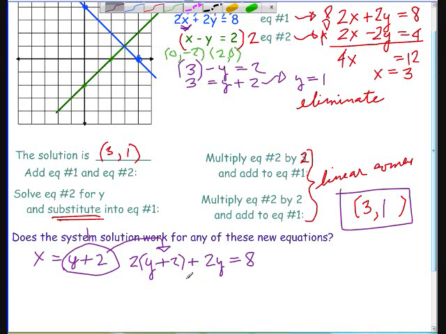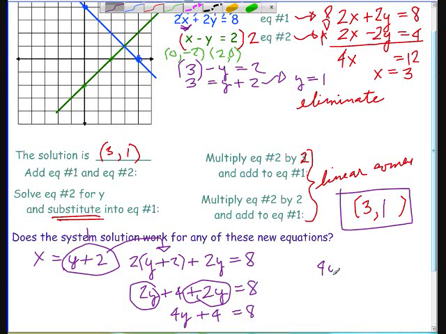Now I'm going to use what I know about order of operations and so forth. This is going to distribute, so I'll have 2y plus 4 plus 2y equals 8. I'm going to combine like terms. It all matters, doesn't it? Everything you've learned before is coming into play here. And I'll have 4y plus 4 equals 8. We subtract 4 from both sides. 4y equals 4. I get y equals 1.